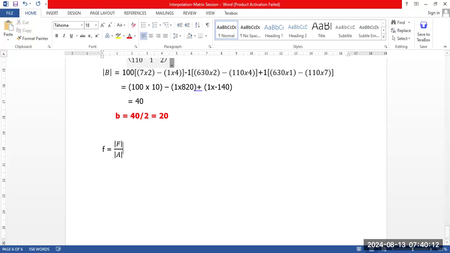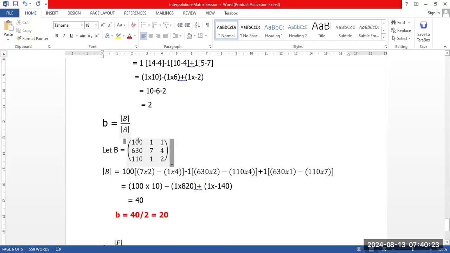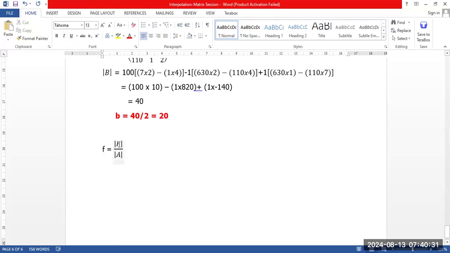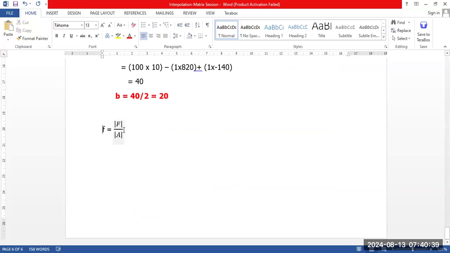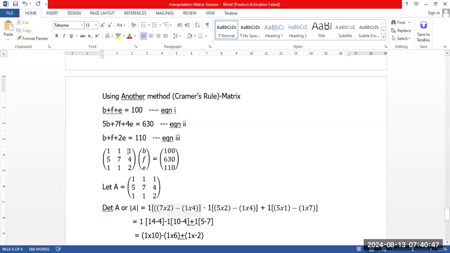So that I first get matrix F. What you have down will remain the same: determinant of A will remain the same. What will keep on changing is the numerator. If you are looking for B, you need determinant of capital B. When you are looking for F, you need determinant of capital F. Then when you're looking for E, you need determinant of capital E. So you can form matrix F, and you will finish everything.